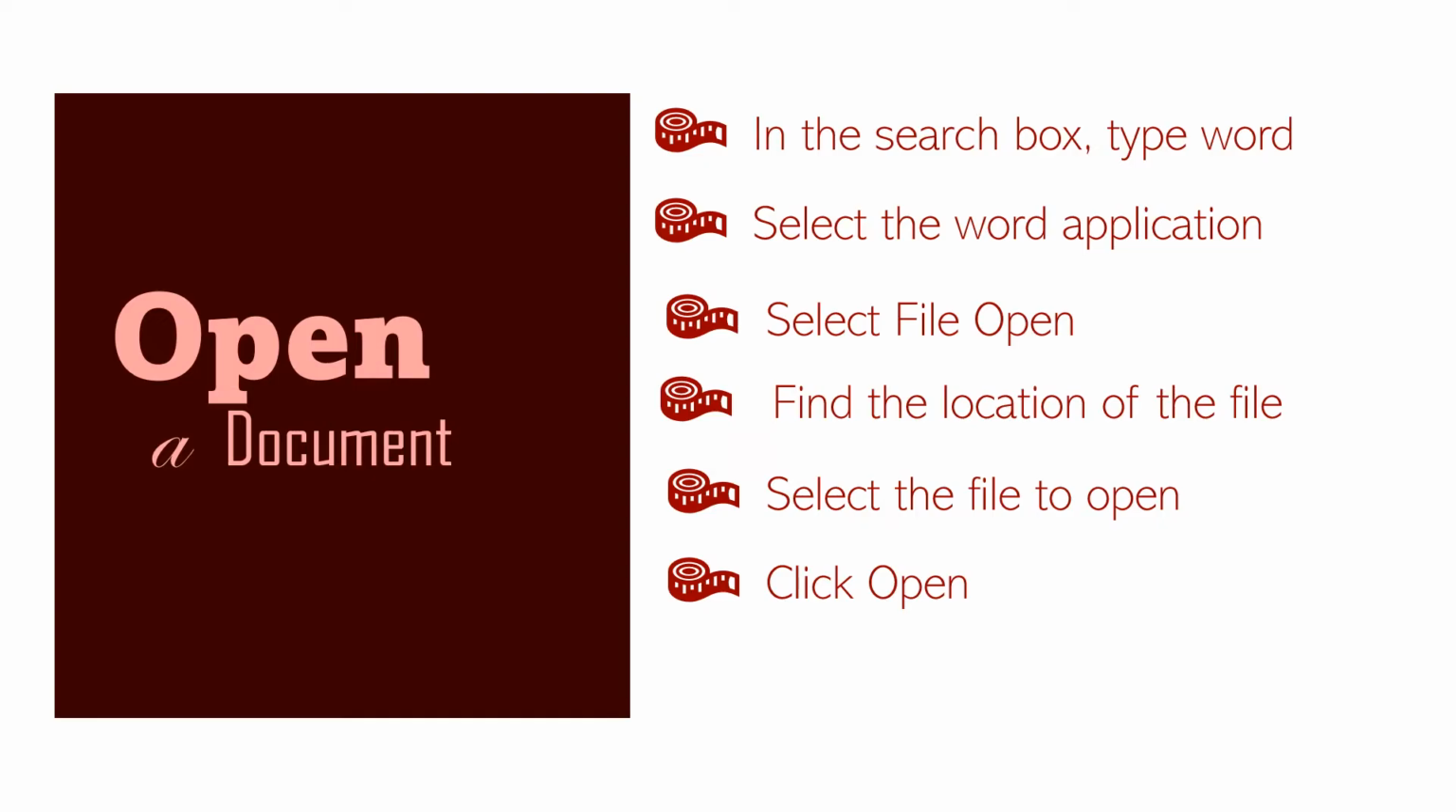To open a document, we're going to apply the following steps. In the search box, type Word. After which, select the Word application. Select File, Open, or we can press Ctrl O. That's the shortcut to display the Open dialog box. After which, you find the location of the file. Then select the file to open, and then click Open.